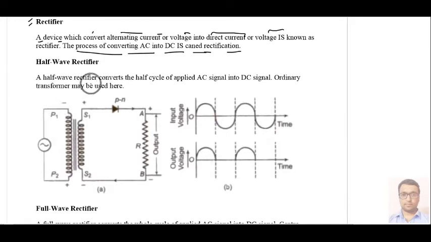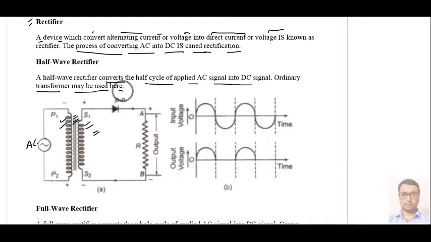Then we have the half wave rectifier. A half wave rectifier converts the half cycle of the applied AC into a DC signal, and an ordinary transformer may be used. In this situation, we have one transformer with a primary coil and a secondary coil, and this is soft iron. In the primary coil we have supplied some AC power. We know that at the output we generally get AC power with higher or lower voltage, whether it is a step up transformer or a step down transformer.